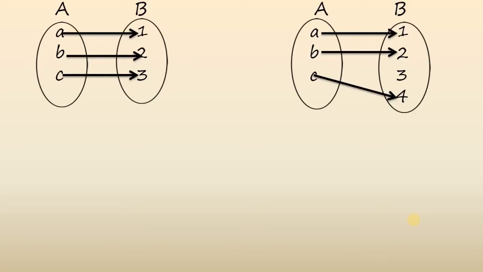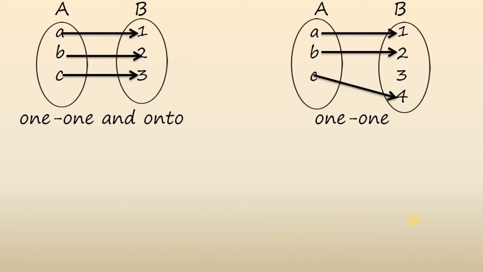Let's go to the second example. A is related to 1, B is related to 2, and C is related to 4. On the left hand side, you have A, B, C. Every element has unique relations, so it is one-one. But on the right hand side, your number 3 is left out. That is, it has no pre-image, right? According to the definition of onto, every element from your codomain must have a pre-image, only then it is onto. So your first example is one-one and onto, and your second example is only one-one.